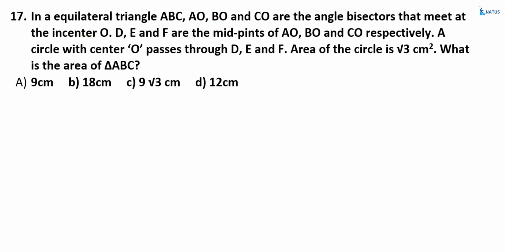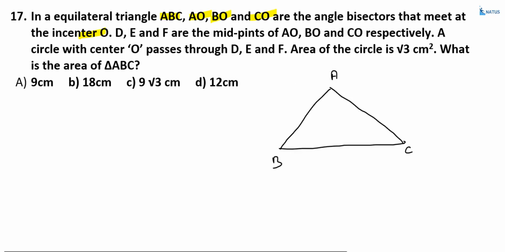The 17th question. In an equilateral triangle ABC, AO, BO and CO are the angular bisectors meeting at the incenter O. Suppose one equilateral triangle A, B, C, and next angular bisectors. This equilateral triangle, they meet at O.